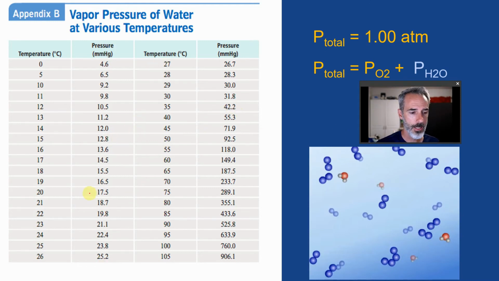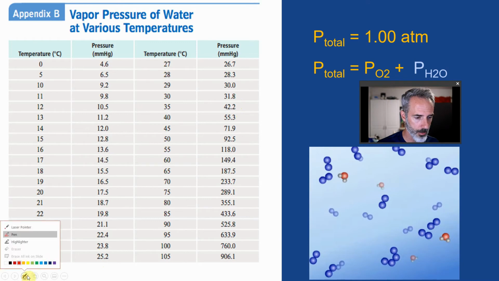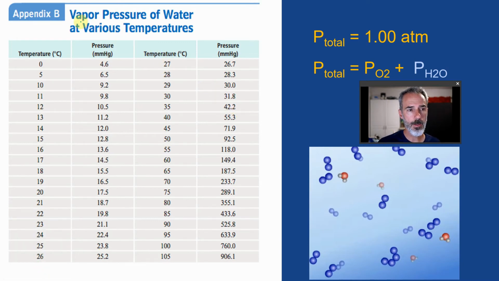So, let me make sure I have a good pen color. Let's go with green. The vapor pressure of water is just the partial pressure of water, right? We learned that the term partial pressure means just the pressure of one individual gas. So it's telling you what the pressure of water is, and we're going to look it up. It depends on the temperature that day. Now, before we get to the temperature that we used that day, I want to explain what's going on here.